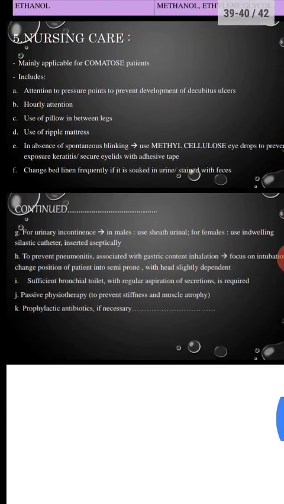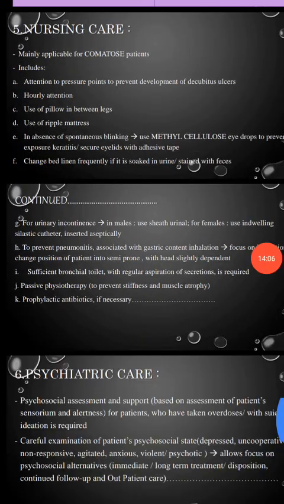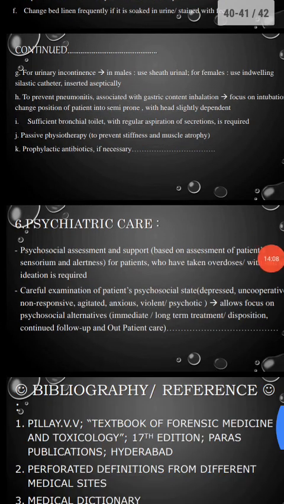So this is about the general principles of treatment of poison. Psychiatric care means you can give psychological support for the patients. So this is called the general principles of poison treatment. If you know the general principles of poison, it is easy to write the treatment of poisoning associated with barbiturates, organophosphorus compounds and all.